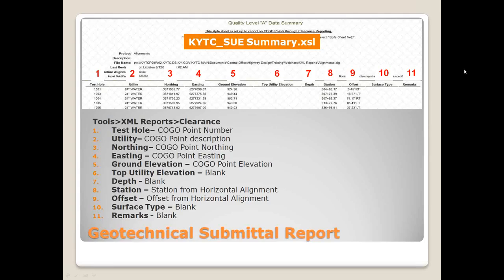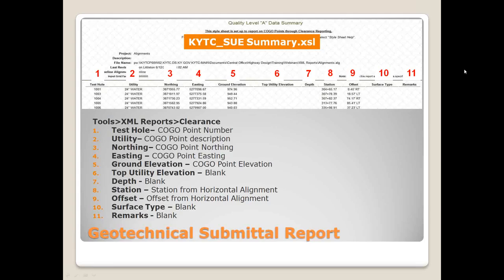The test hole is reporting the COGO point number. The utility column is actually the point description. So I have a 24-inch water line that I've got some SU information on, so I put 24-inch water in that description field. Northing and easting are pulled straight from the COGO data. The ground elevation, the way we have it set up, is actually reporting the COGO point elevation. So it's not necessarily the elevation of the top of the utility, but just something to keep in mind when you're putting that COGO point in.